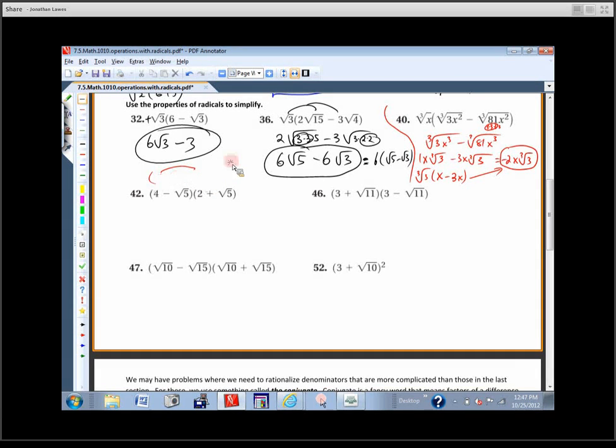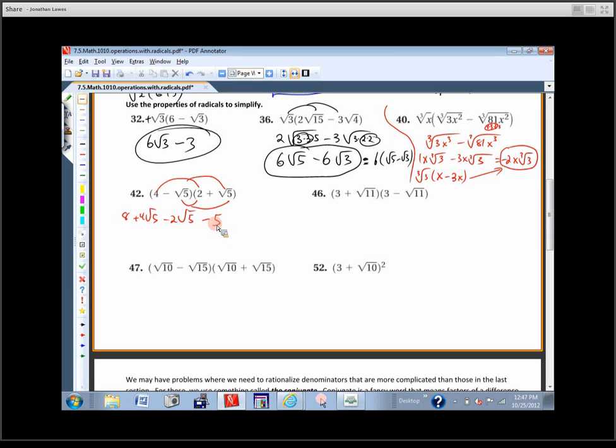So I'm going to take the 4, and it's going to get its turn being multiplied by each one of these. Then I'm going to take the negative radical 5, and it's going to get its turn being multiplied by each one of those. And we'll see what we've got when we're left. So this is going to be 8 plus 4 radical 5 minus 2 radical 5 plus or minus? Minus, and then radical 5 times radical 5 is 5.